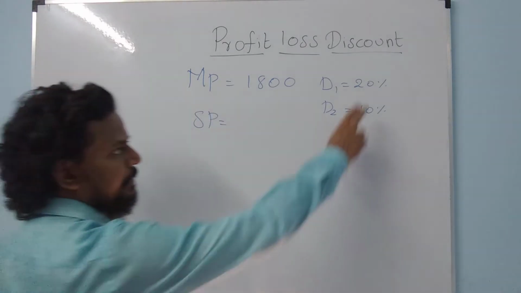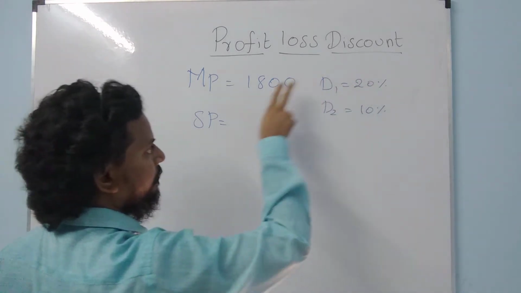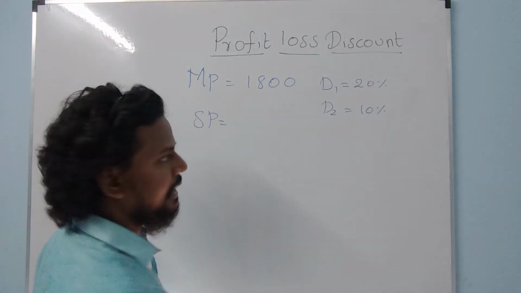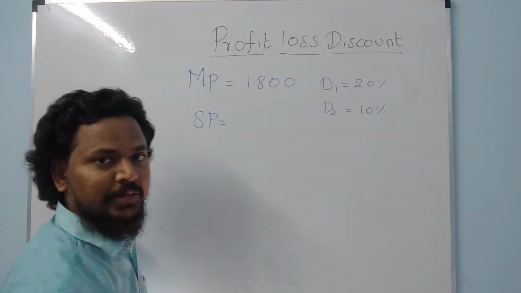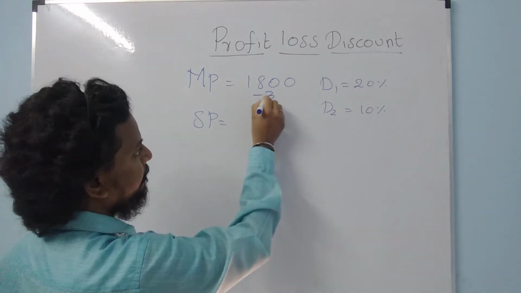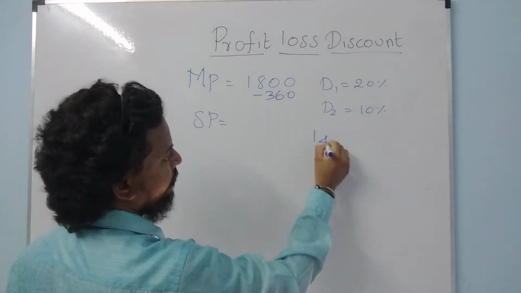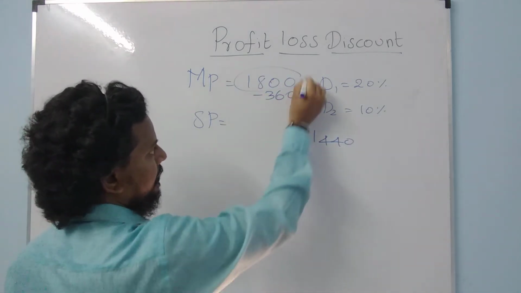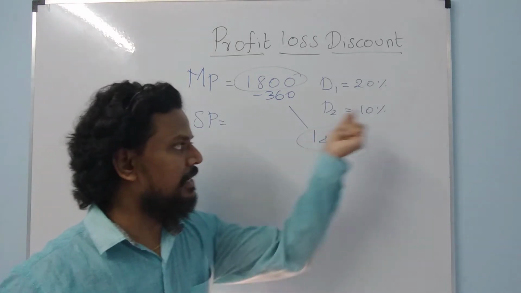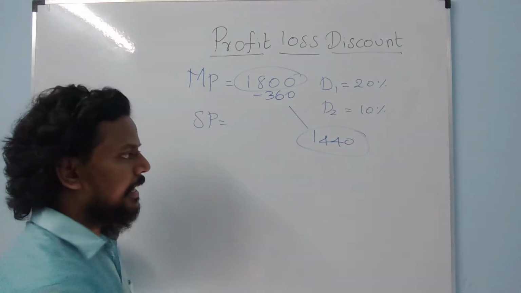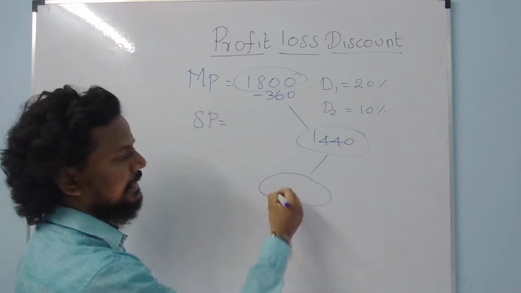So let me take 20% first. So 20% of this should be subtracted first. Calculate 20% of this. 10% is 180, 20% is 360. So subtract 360, we get 1440. So 1800 is reduced to 1440.